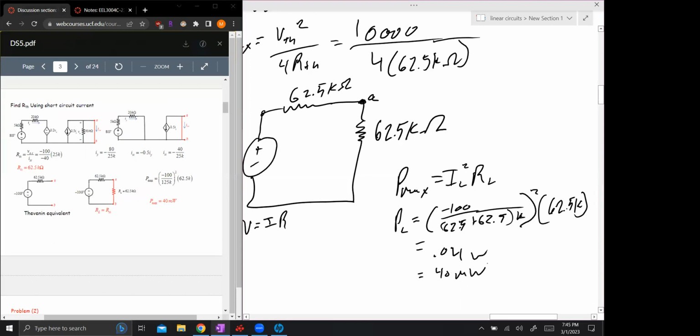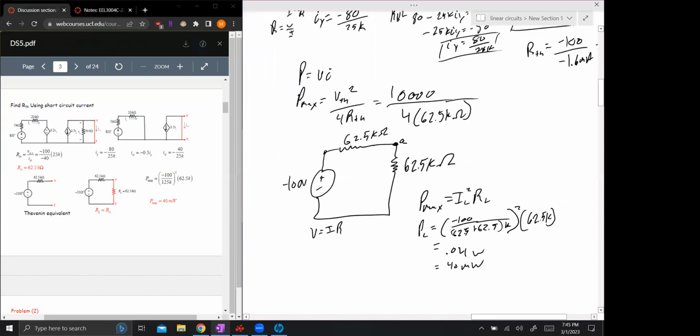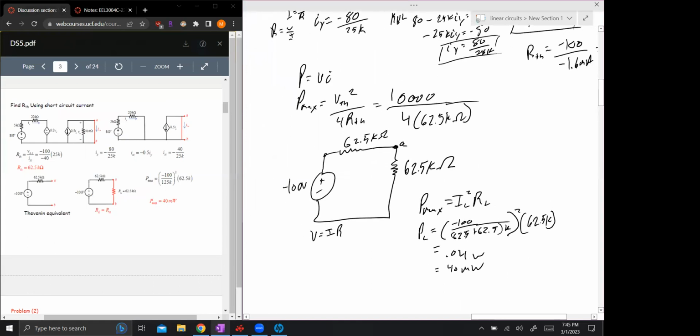So power max is the same as power load? Yeah, these are like the same equations, just in different formats. This one down here is just assuming that we don't know what the current is, I guess.